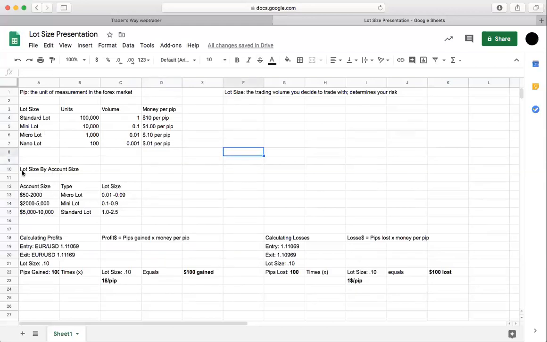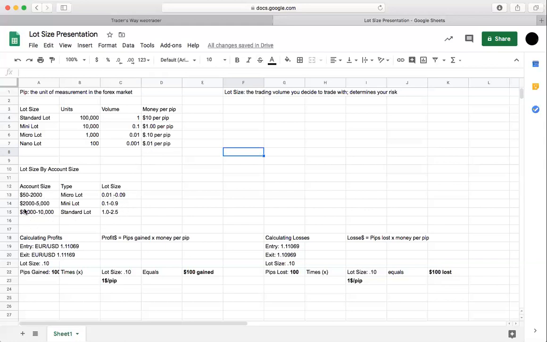So now, lot sizes by account size, right? If you're working in a demo or a live account, this is where you want to be looking and listening, right? If your account size is between $50 and $2,000, we recommend a micro lot, which is 0.01 to 0.09. In other words, that's 10 cents per pip all the way up to 90 cents per pip. And obviously you can use the lot size in between if you want. It follows the same structure.